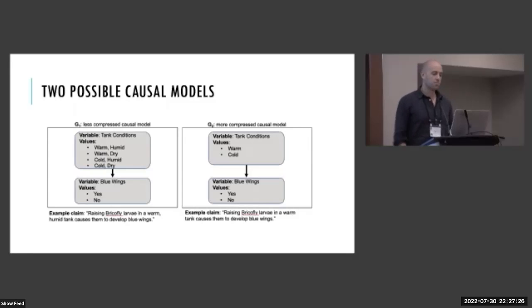Or you could go with this more compressed causal model, in which you just have a variable that tells you whether the tank is warm or cold. You have an effect variable that says whether or not brickyfly develop blue wings. The claim you'd read off of this, given the probabilistic information I gave you on the previous slide, is just raising brickyfly larvae in a warm tank causes them to develop blue wings. So this is a more coarse-grained, more compressed claim. There's no mention of the humidity or dryness of the tank.